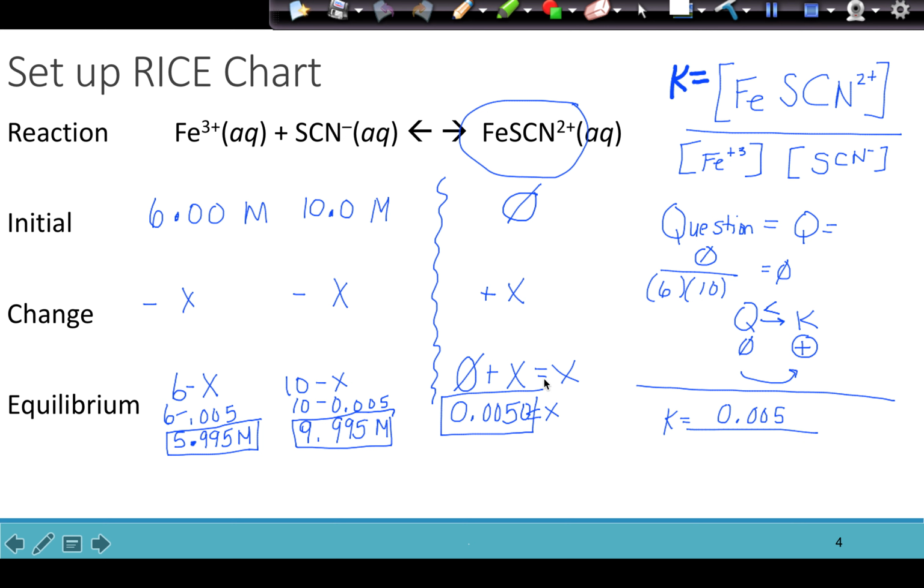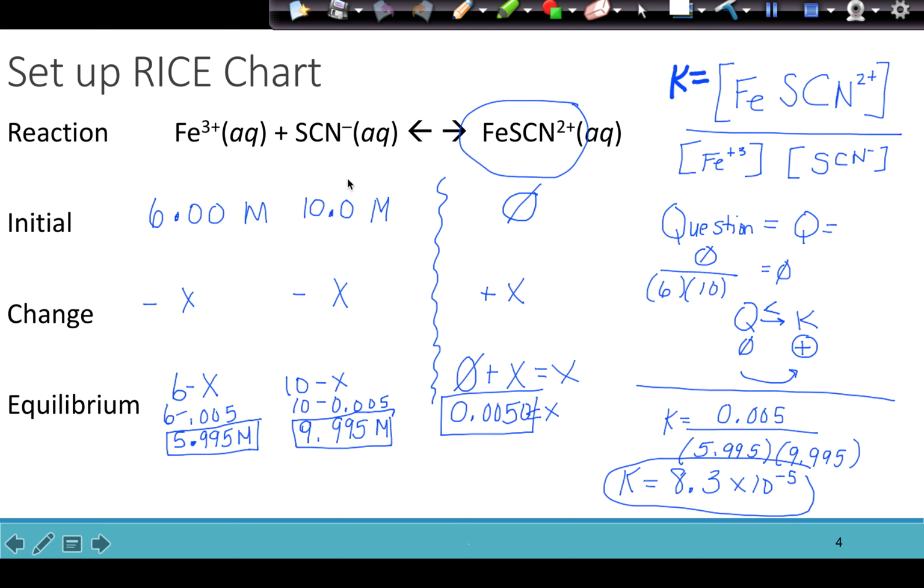0.005, because that's where this one goes in the equilibrium expression, over 5.995 times 9.995. And that tells me that K equals 8.3 times 10 to the minus 5 at this temperature.